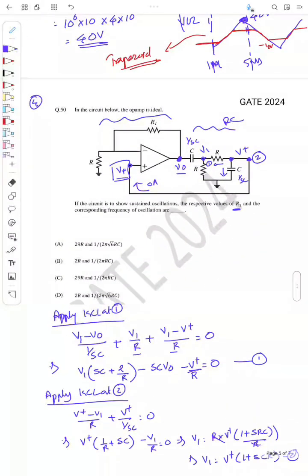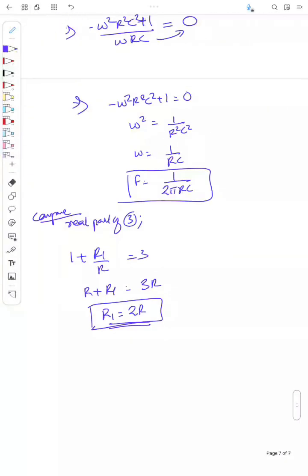So R1 should be 2R, right? 2R, and frequency should be 1 by 2 pi RC. So answer is B. Okay, so that's all. Thank you.